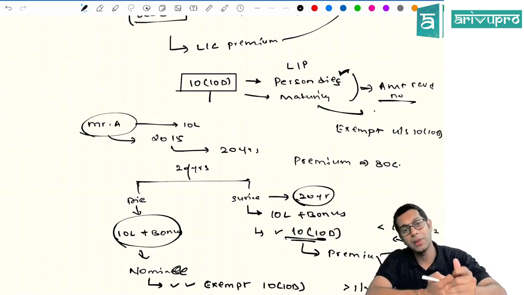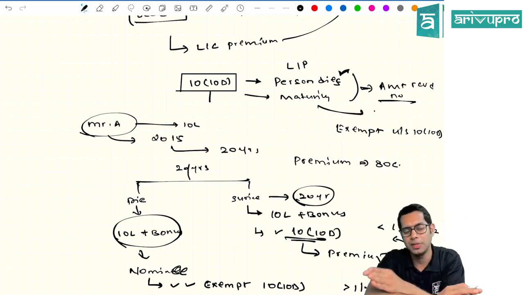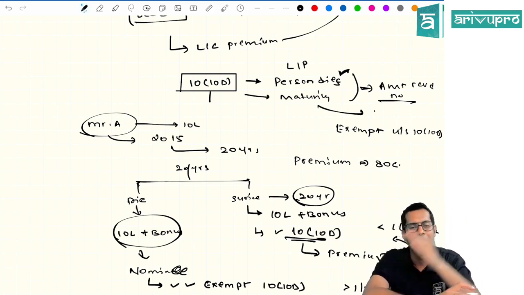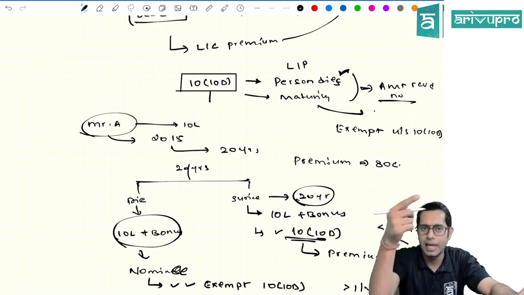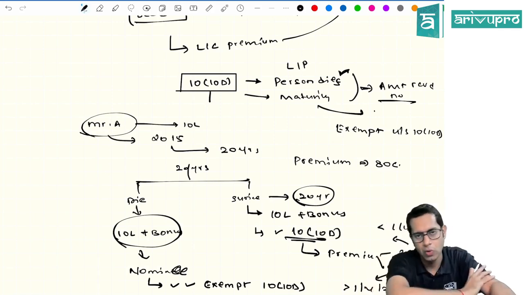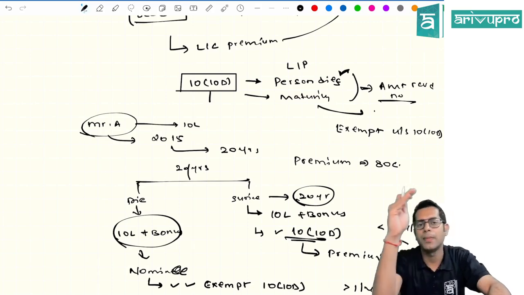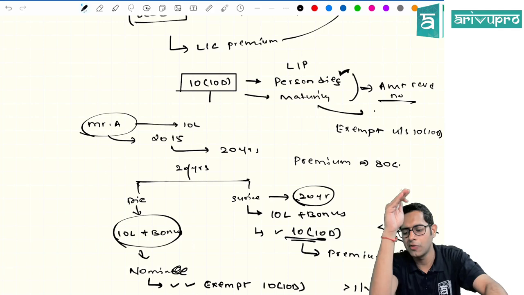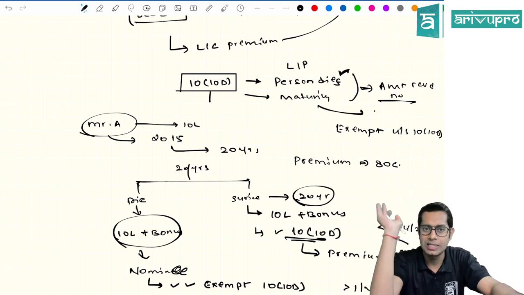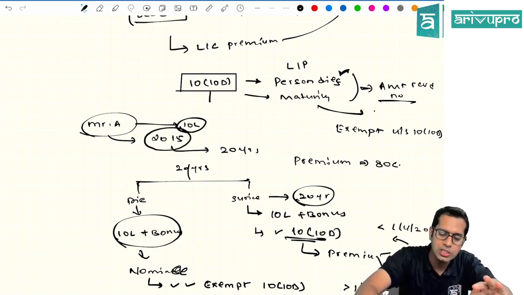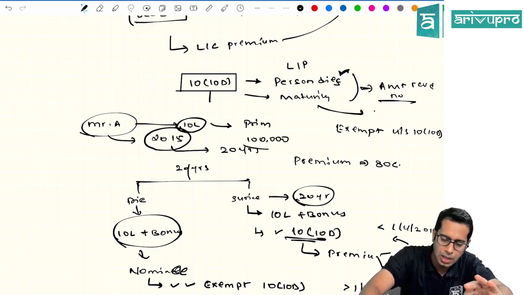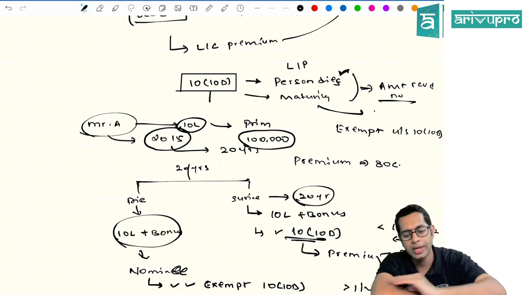Meaning, sir, whatever premium he is paying every year, if it is less than 20% of the sum assured, it will be exempt if the policy is issued before 1/4/2012. If the policy is taken on or after 1/4/2012, then the premium should be less than 10% of the sum assured. For example, in our case, the sum assured is 10 lakh rupees and I have taken the policy in the year 2015. So how much should my premium be? My premium should be a maximum of 1 lakh rupees.